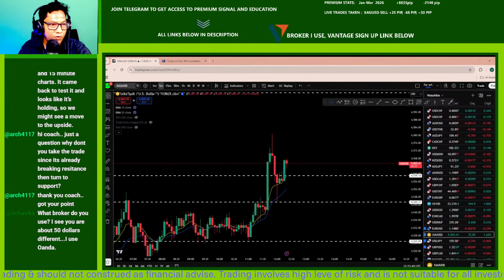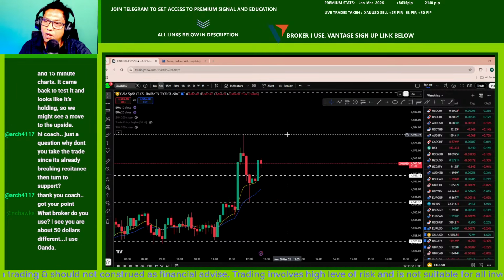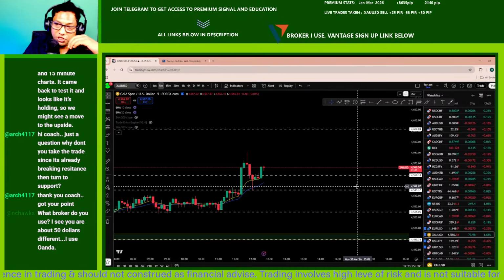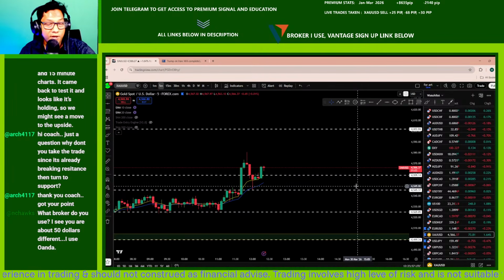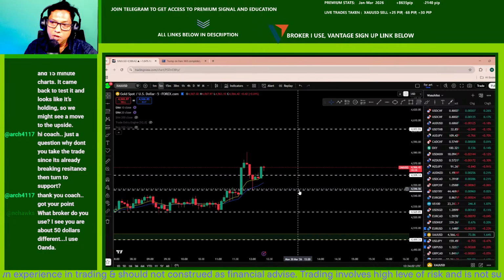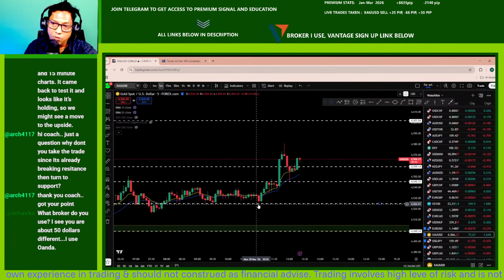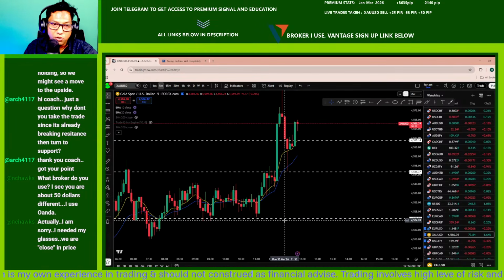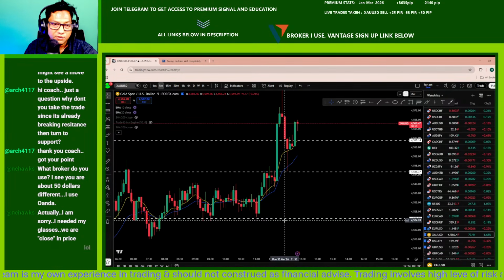I had a question from one of our members. Is this creating a double top? I don't think so. It's trending, so it could potentially be moving in the direction of the trend. So it could be that we saw a double bottom. Usually, the first thing that I do, actually, I'm sorry, I need my glasses. We are close in price.